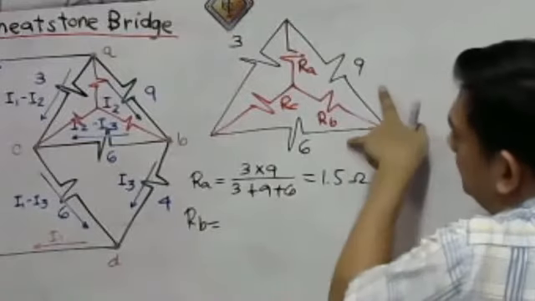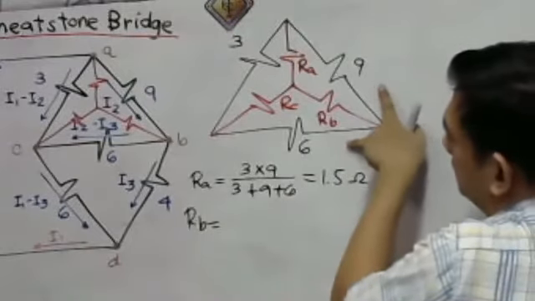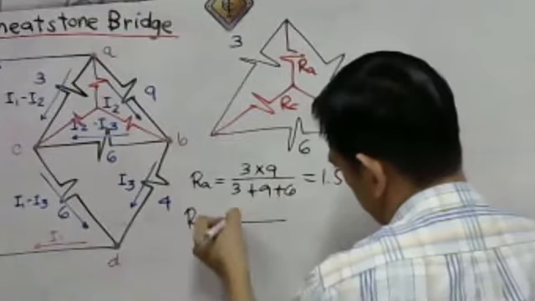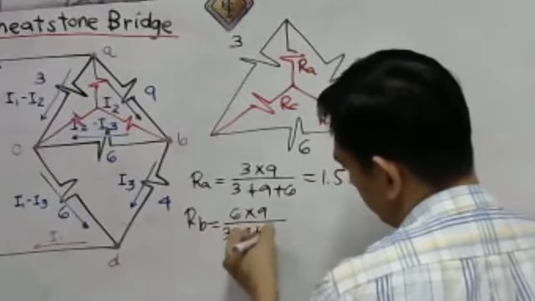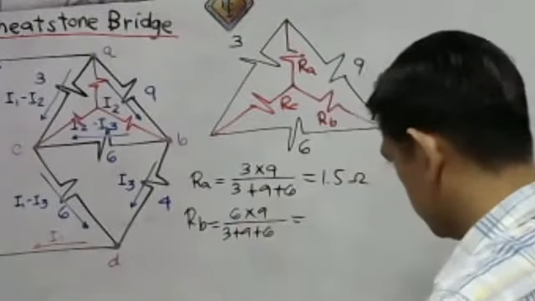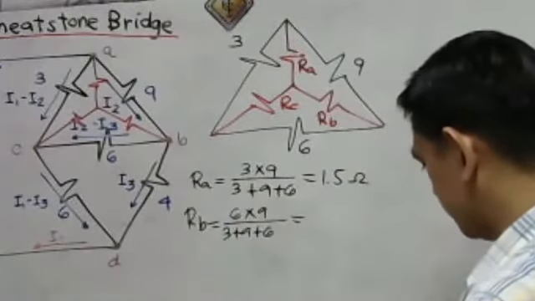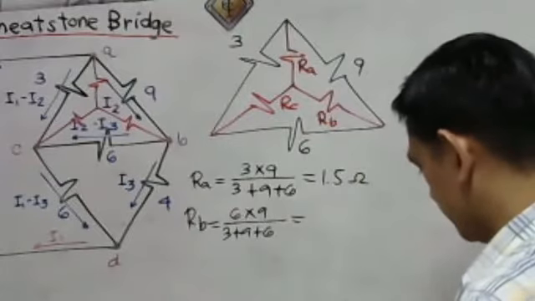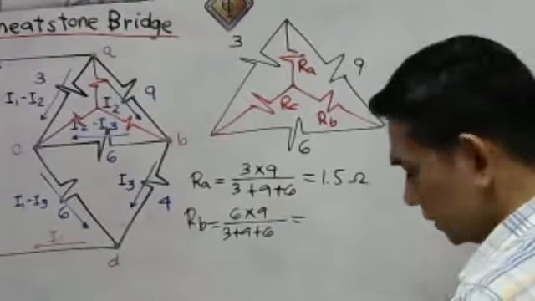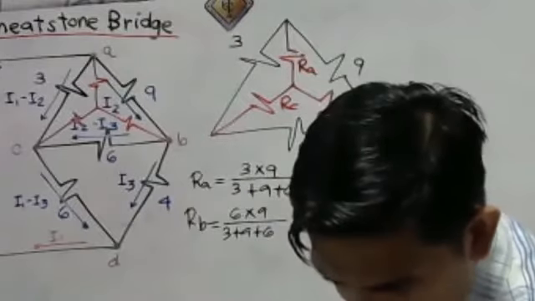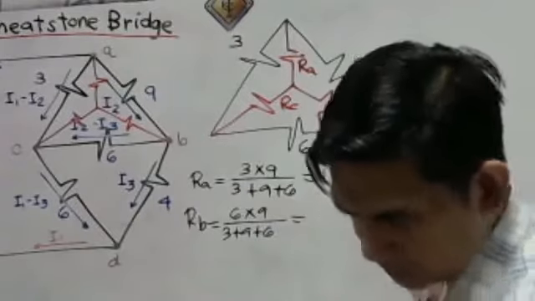So this is our R sub B. That is the product of 6 and 9, 6 times 9 all over 3 plus 9 plus 6. So 6 times 9 divided by 3 plus 9 plus 6. The answer is 3 ohms. The answer is 3 ohms.